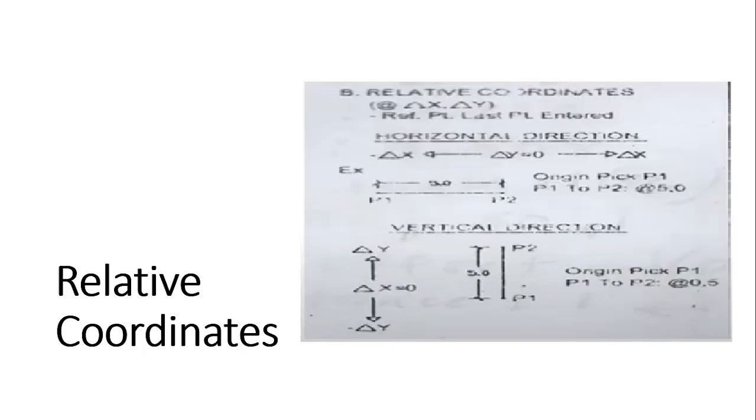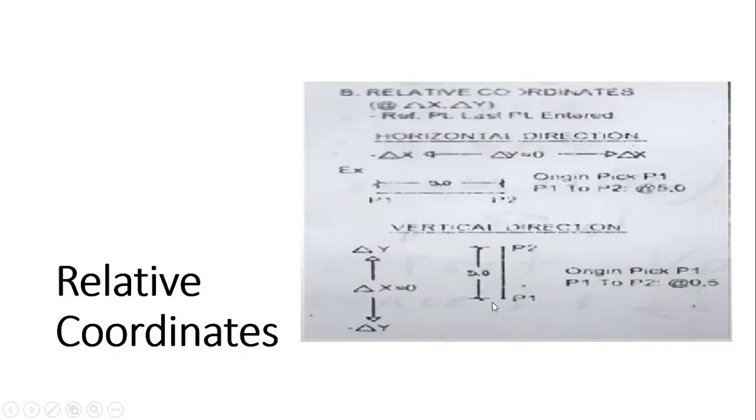The same application should be applied in the vertical direction, applying the y-axis. Our change in y would be positive or negative and our x should remain 0. For example, if I have a line with a vertical distance of 5, and I draw it from point 1 to point 2, where point 1 is our origin, we declare at 0, comma 5.